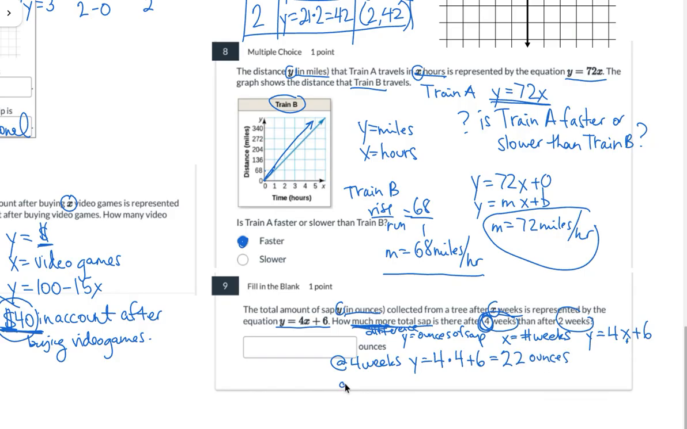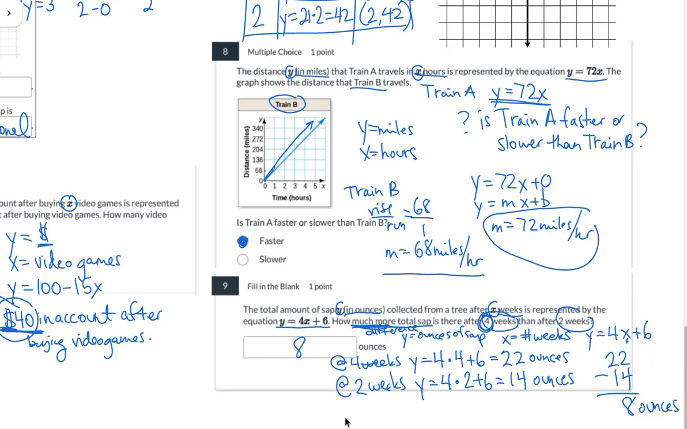Now, if I were to look at 2 weeks, I would say y equals 4 times, now I'm going to plug this 2 in for x, plus 6. So 4 times 2 is 8 plus 6 is 14 ounces. And then they wanted to know how much more did I have at 4 weeks than I did at 2, which means I have to take 22 minus 14, and that is going to give me 8 ounces of sap.